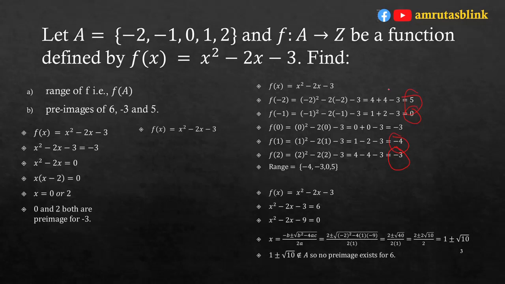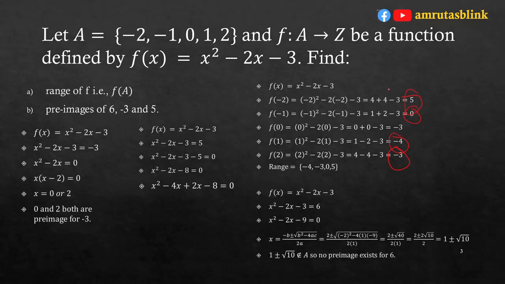Now we will find out the pre-image for 5. f of x is equal to x square minus 2x minus 3. So x square minus 2x minus 3 is equal to 5. Now we'll bring this 5 from the right hand side to the left hand side. x square minus 2x minus 3 minus 5 is equal to 0. After simplification we'll get x square minus 2x minus 8 is equal to 0.